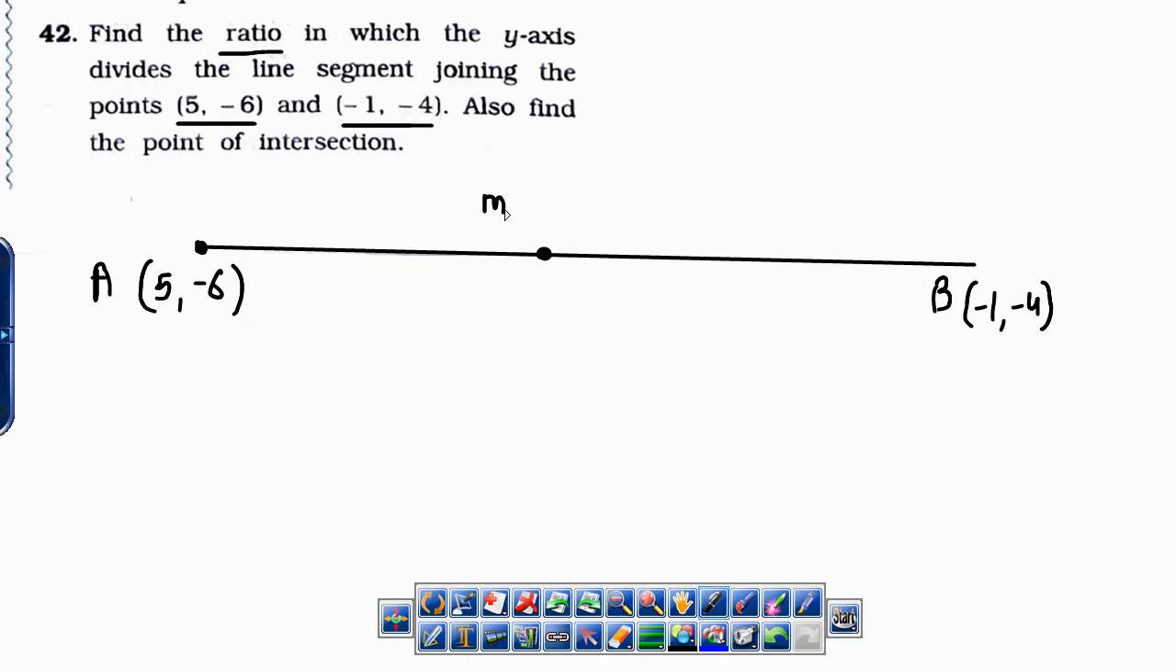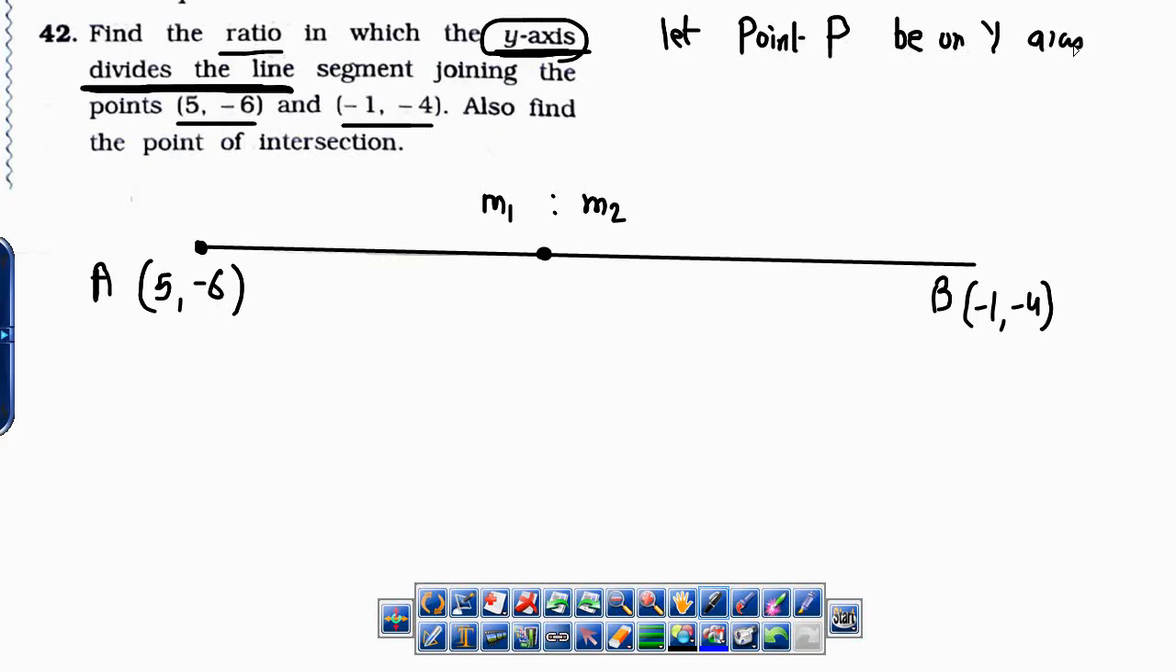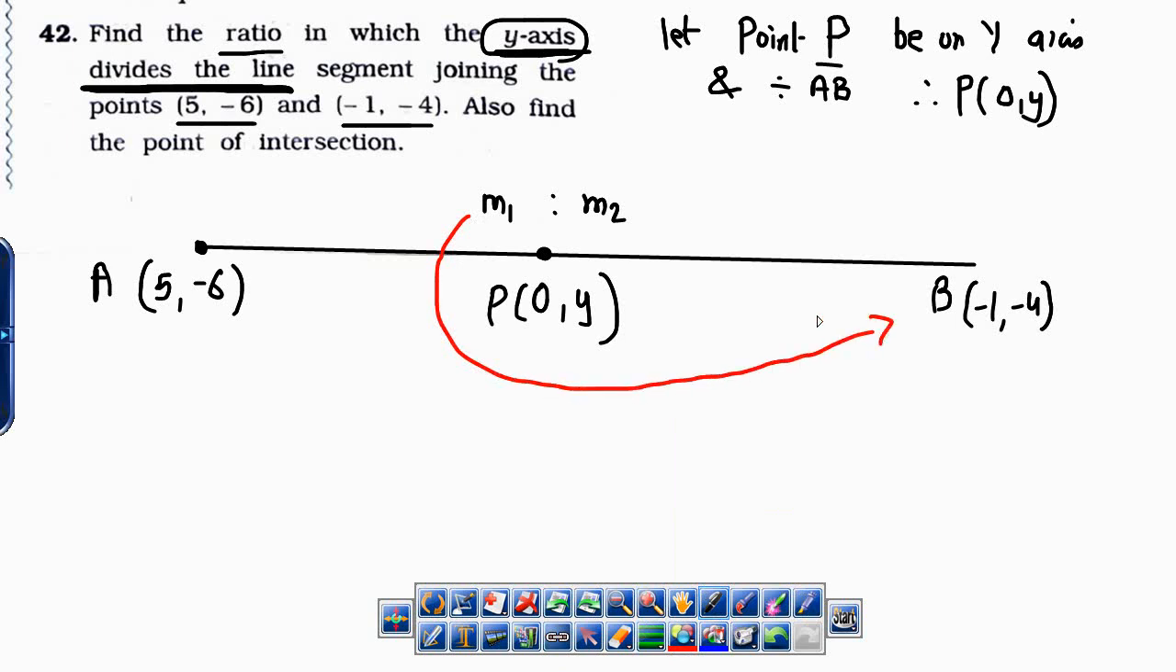They are getting divided by what? And find the ratio. The ratio is not given, m1 m2. The y-axis divides the line segment. So the dividing point is on the y-axis. Let point P be on the y-axis and divide line segment AB. Because P is on the y-axis, it always has the format of (0, y). This is knowledge. You should know that if it is on the y-axis you have to take P as (0, y). If you take (x, y), the sum will not get solved. Now we will apply the section formula the usual way which we have learnt.